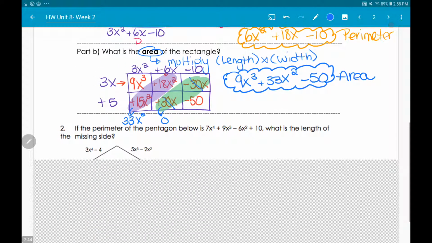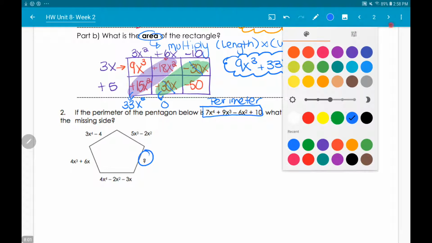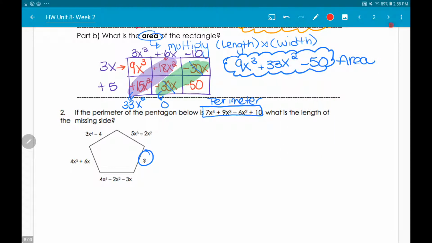All right, last thing. If the perimeter of the pentagon below is this, so it's giving me the answer for perimeter, and they want us to find the missing side marked with the question mark. All right, so how do we do that? In order to do that, I need to figure out my total of what I do have. So I'm going to label these. Okay, I'm going to add these all up.